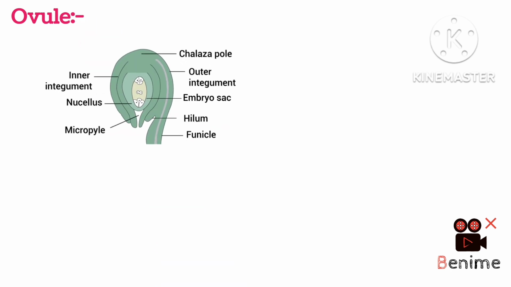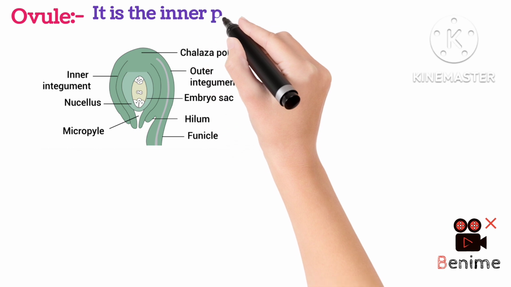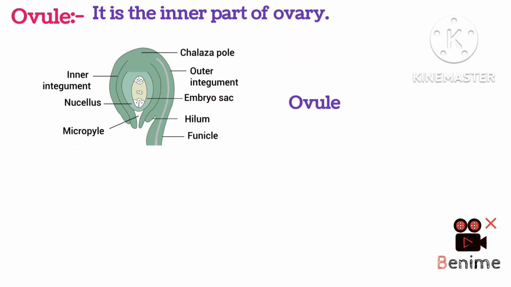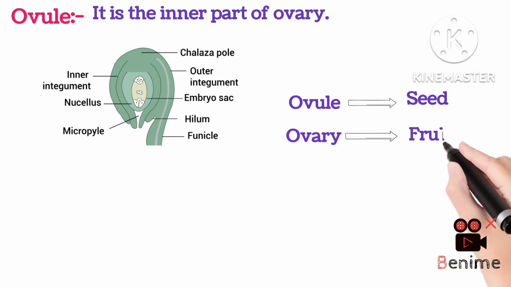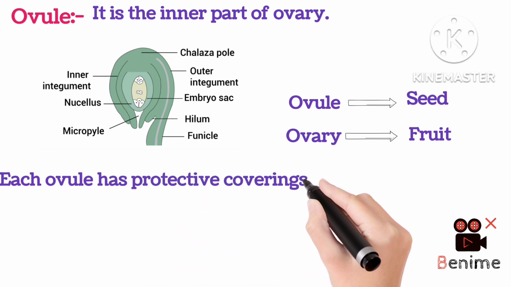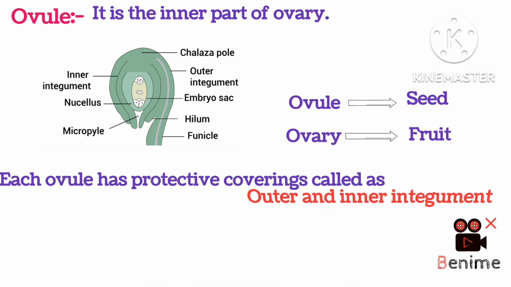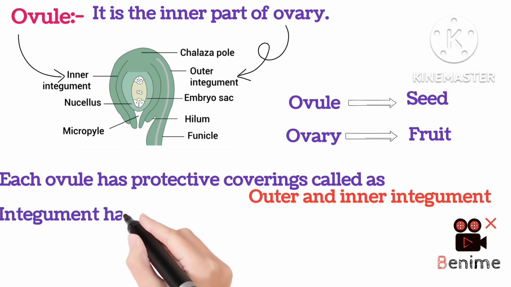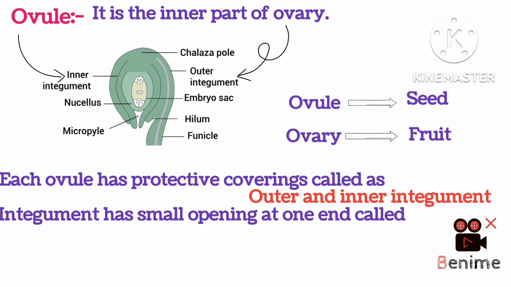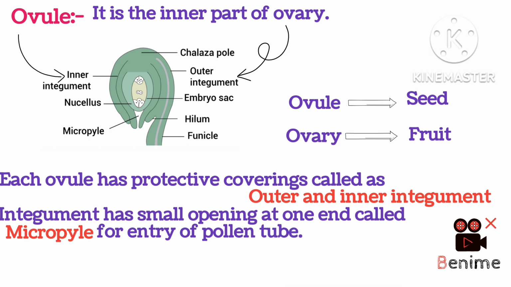Ovule. It is the inner part of the ovary. Ovule develops into seed and ovary develops into the fruit. Each ovule has protective covering called outer and inner integuments. You can see in the picture the inner integument and the outer integument. Integuments have a small opening at one end called micropyle, which is for the entry of pollen tube.